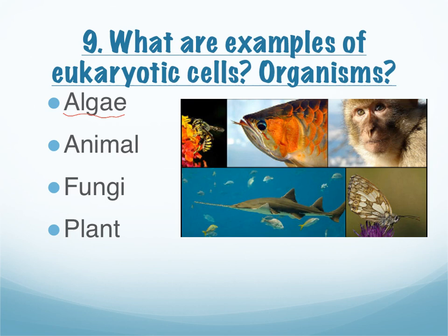Plant-like, they're not true plants, but plant-like organisms in water. All the animals will be composed of eukaryotic cells. So from dogs and cats to fish or sharks or zebras or anything like that, they would all be composed of eukaryotic cells. Fungi, which would be mushrooms, but also things like mold, and plants. So all the different plants, like the plant crops that we eat, corn, potatoes, etc., or plants like flowers, trees, etc. Those would all be composed of eukaryotic cells.